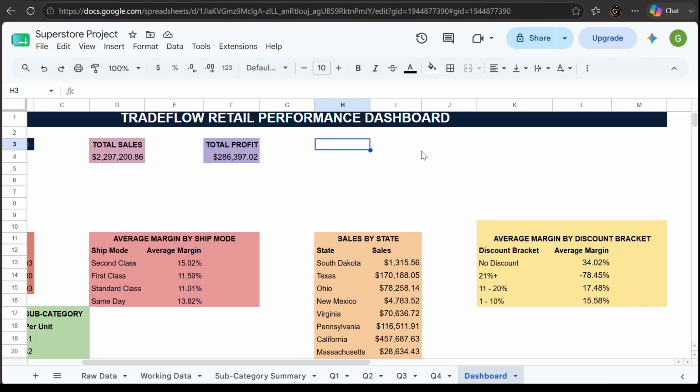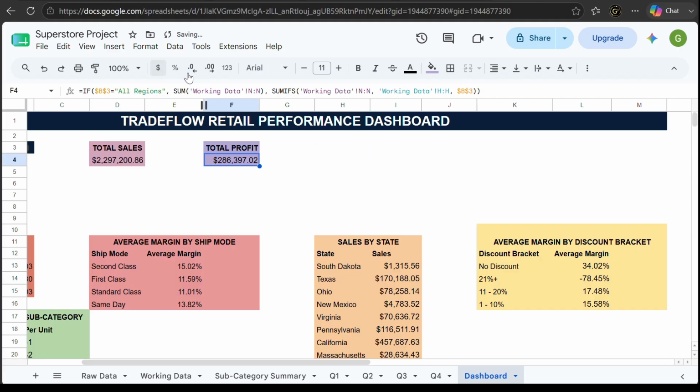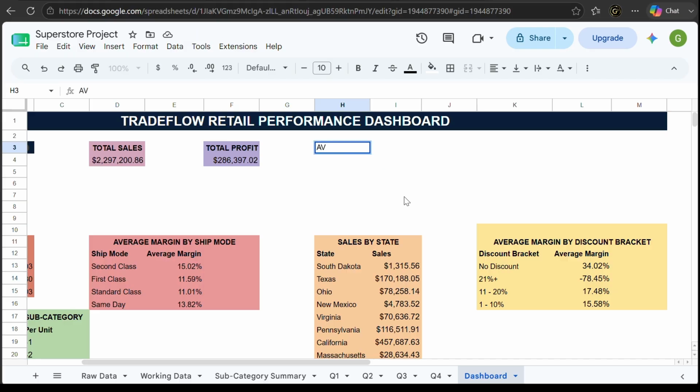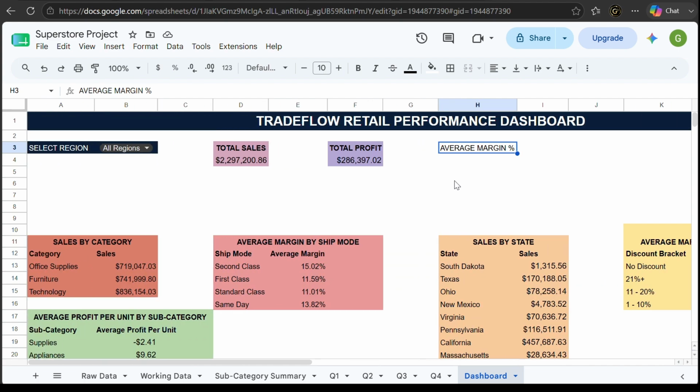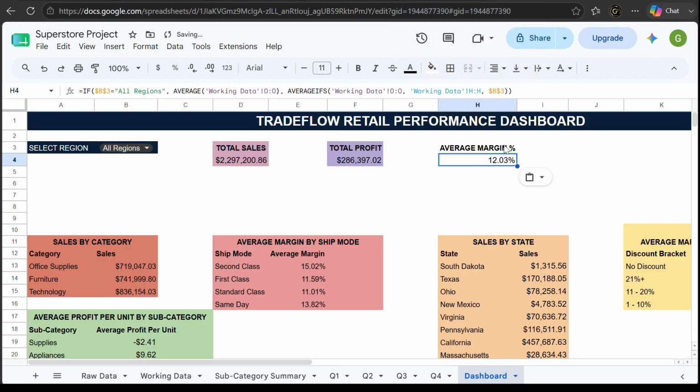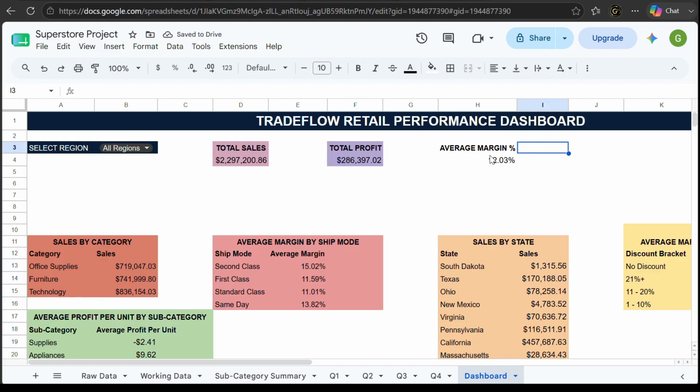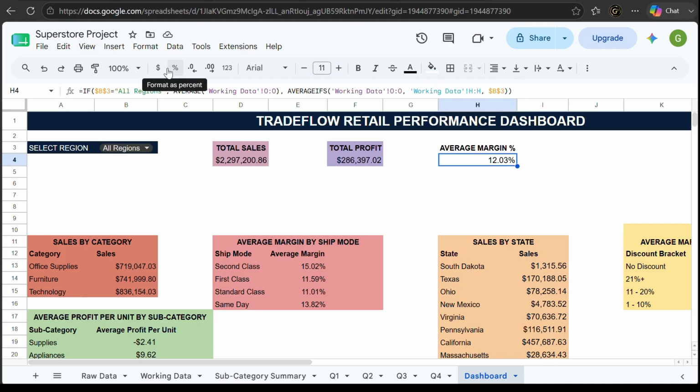The next KPI card I'm going to create would be average margin percent. Let me format this here. I think I'll like this here, like this. That should be okay. So average margin percent, I'm going to make Control B. I'm going to try to centralize this. And then I'm going to apply my formula here. I'm going to just say Control V. That's 12%. The average margin is 12%.